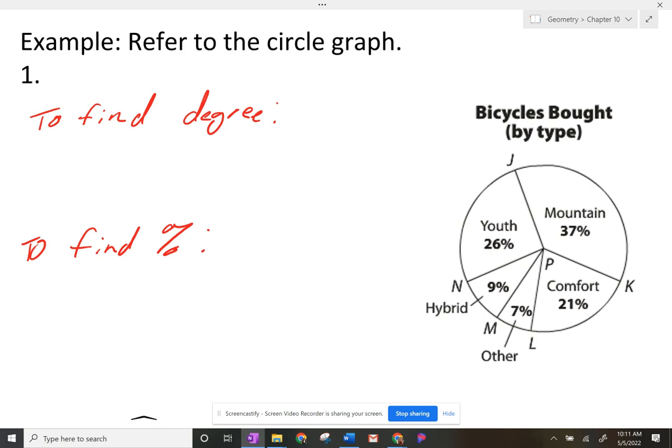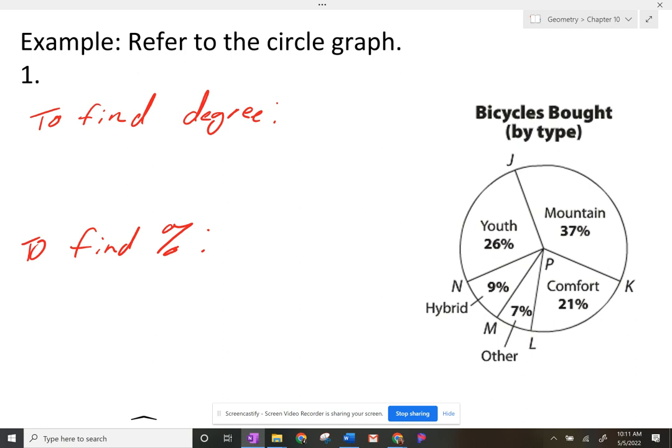All right, so we've got this circle again. I've got all the numbers. I've got the 7%, 9%, 26, 37, 21, all that fun stuff. If they give us percents, we can use this information from the percent to figure out how many degrees it actually is. So if they give us percent and we want to find degrees, what we will do, I'm going to write two formulas for you, or kind of formulas.